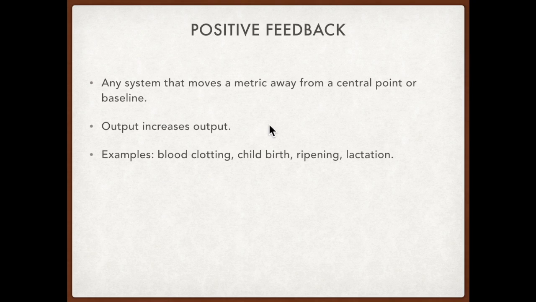So let's look at some positive feedback systems. Positive feedback systems are directional, like I mentioned. They're going to push things in a specific direction. When you have an output, typically it's going to increase the output. So a little bit of chemical is going to produce more chemical, which is going to produce more chemicals. And here's some examples I'd like to go through with you guys: blood clotting, childbirth, ripening, lactation.